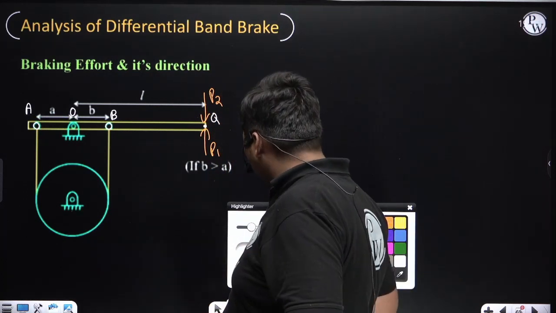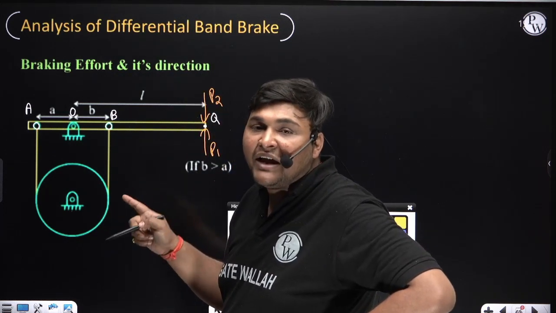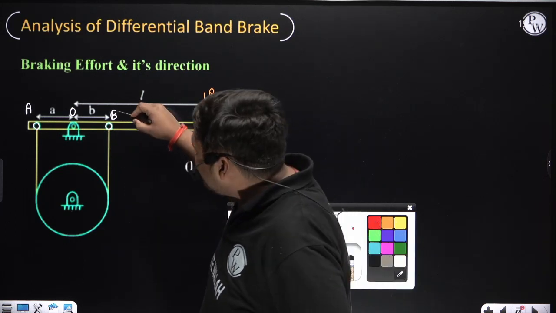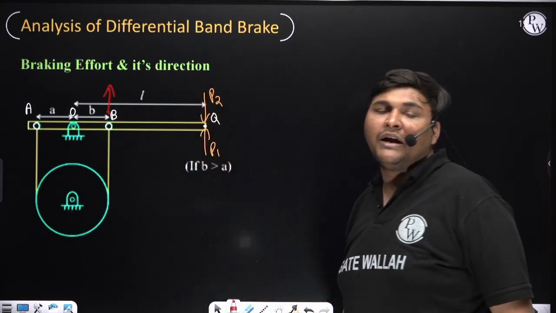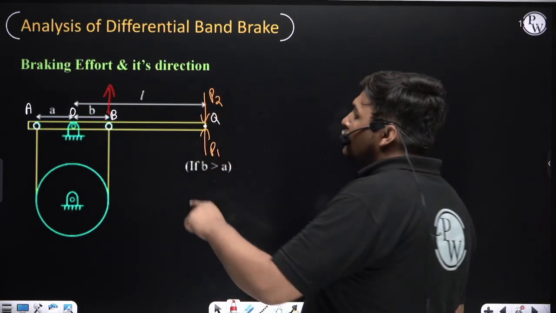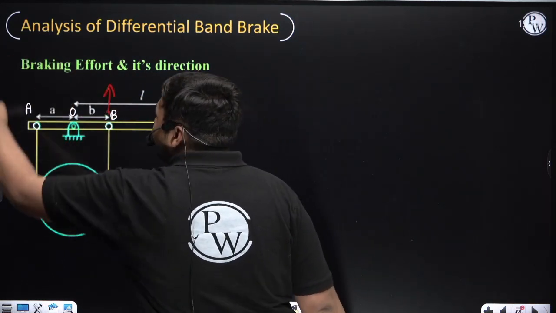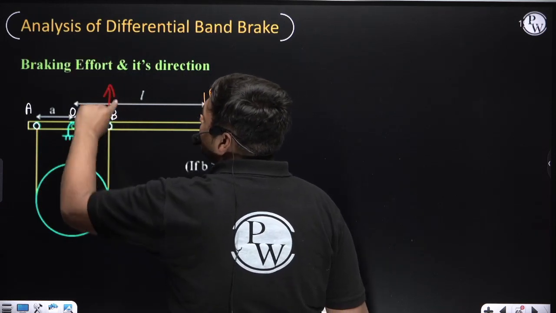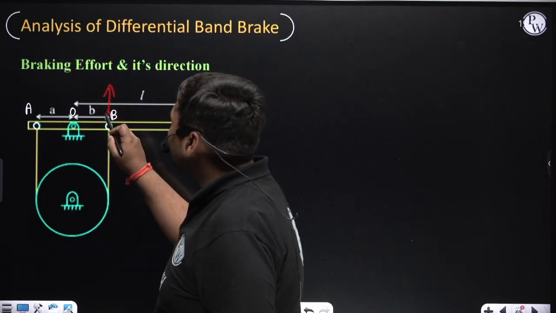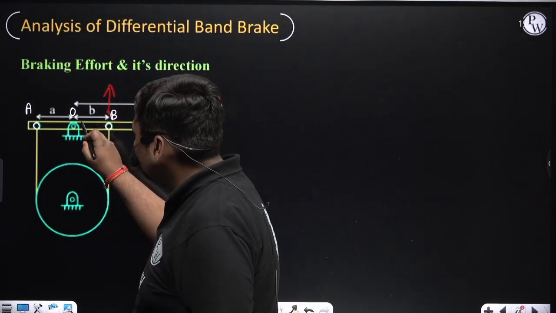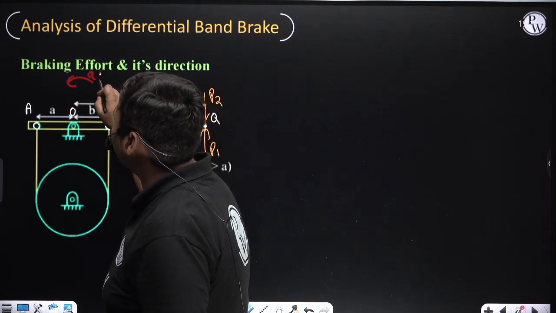To ensure this band is in tension, the motion of point B should be such that it is trying to elongate the band. To elongate the band, the motion of point B should be in this direction. To ensure that motion of point B in this direction, the lever should rotate about O in anti-clockwise direction, because this direction movement about O is anti-clockwise.